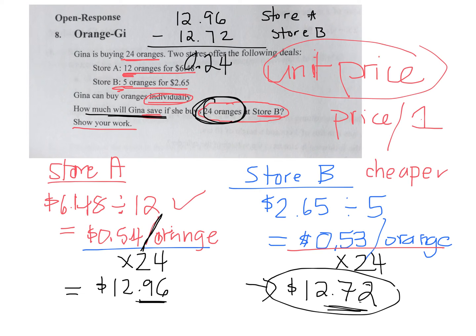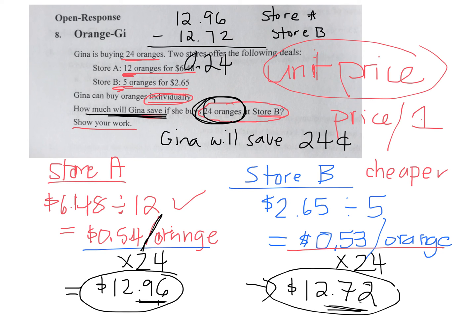24 cents. So how much will she save? Gina will save 24 cents. We're subtracting the total cost of 24 oranges from store A, and then we're taking away the total cost of the 24 oranges from store B, and there's a difference of 24 cents.